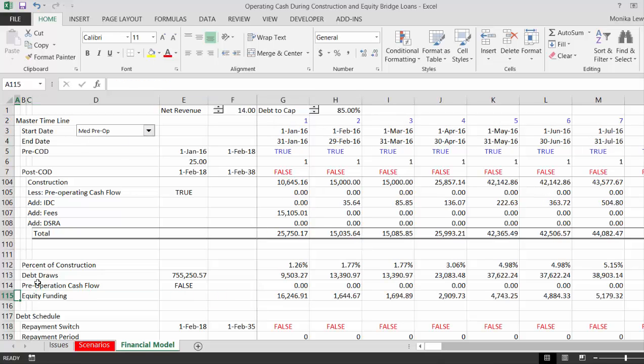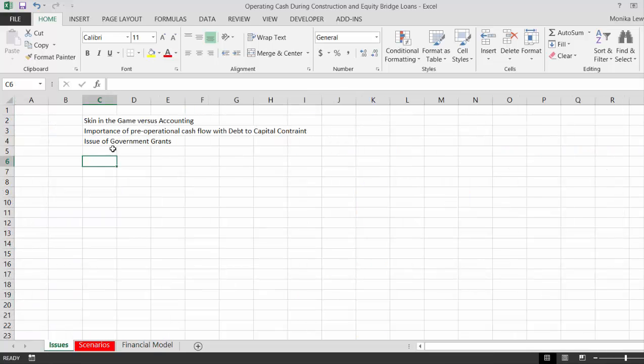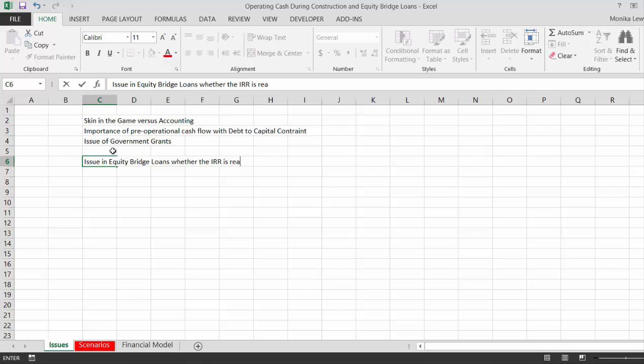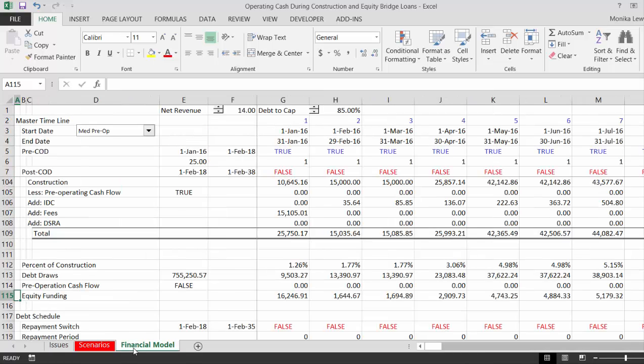Now, what do I have here for issues? For me, the biggest issue in equity bridge loans is whether the IRR is real. And what I mean by that, IRR comes from some kind of parent guarantee. If you didn't have some kind of parent saying, I'm going to pay back this loan, I don't think many banks would make that loan. So it's got some kind of parent guarantee.